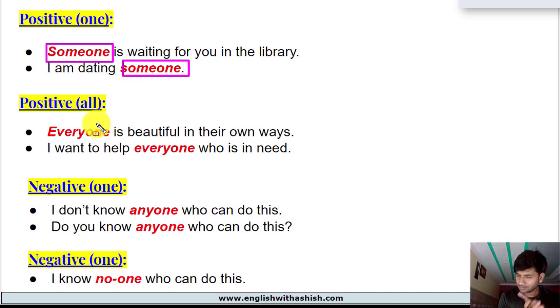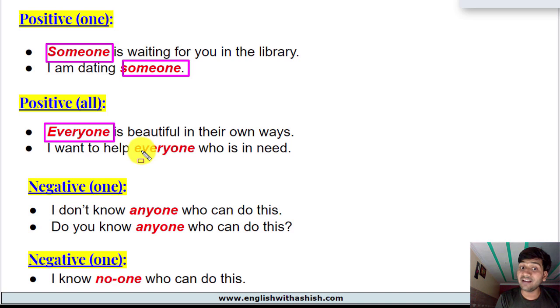Everyone, right? We use everyone to refer to all the individuals, but still it is considered singular. Everyone is beautiful in their own ways. Everyone, subject of this sentence, refers to every individual, yet is considered singular. We can't say everyone are beautiful in their own ways. That's incorrect, right?